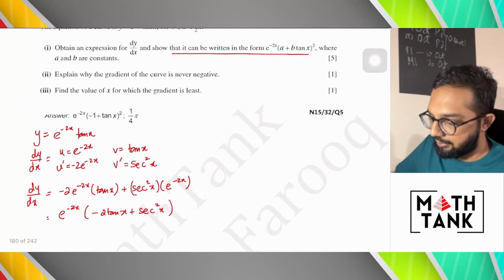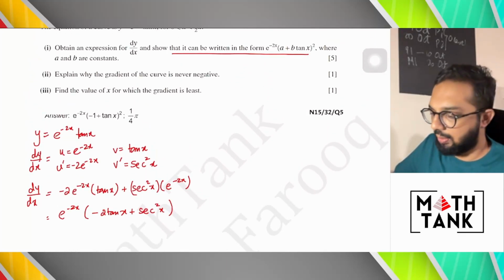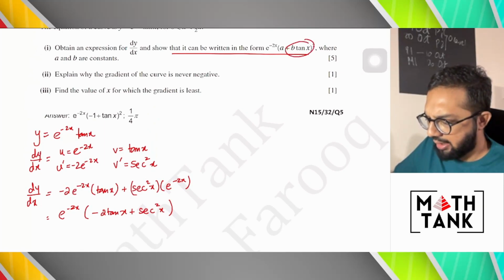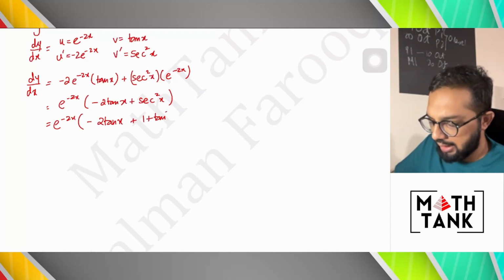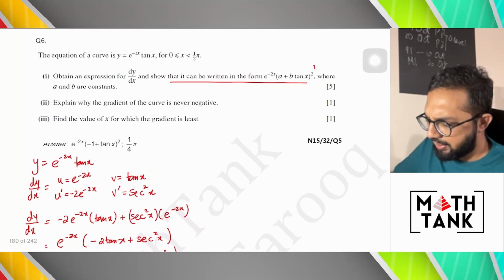Okay, then what I see is that I don't need a sec square x, I just need tan. So I remember my identities and I say that sec square x can be replaced with 1 plus tan square x. Okay. Now, somehow I need a whole square outside.